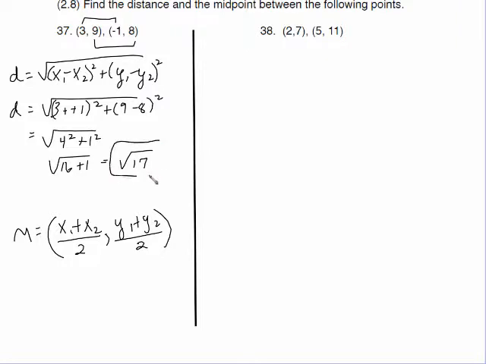Now, with the square roots, you're going to be asked to put them in simplified radical form. Square root of 17 is as simplified as possible, but it's possible that you may have to do a factor tree on this.